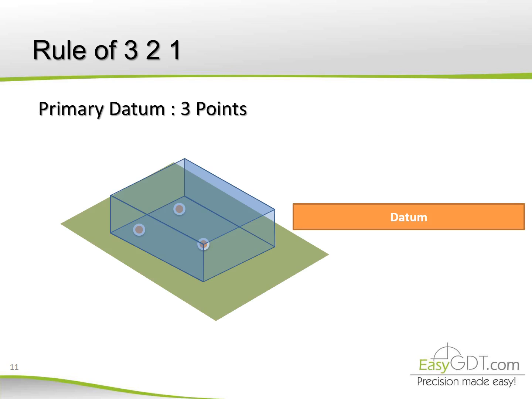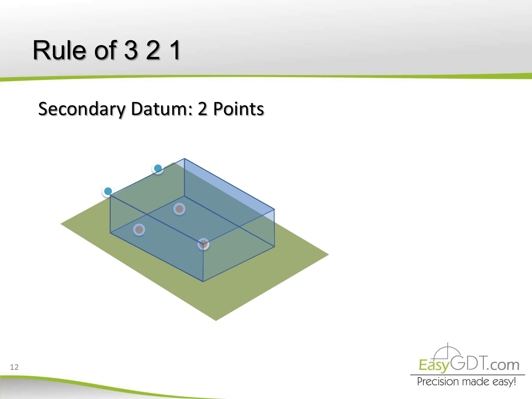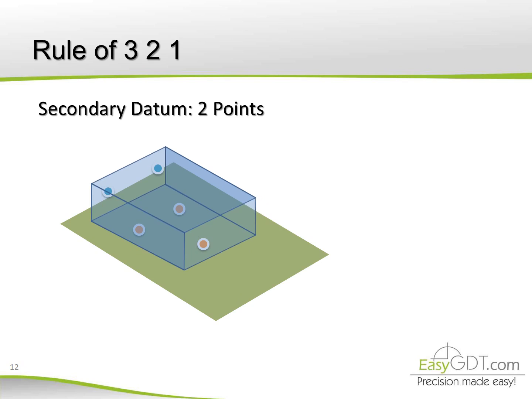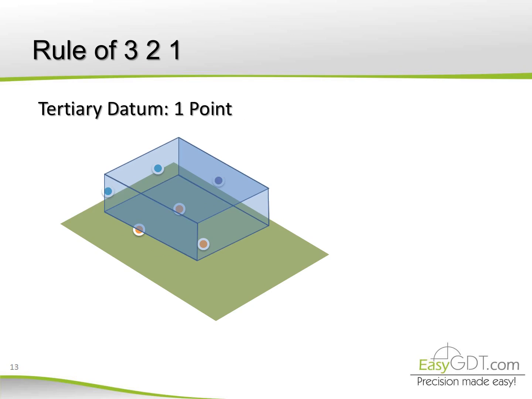When the part makes contact with the primary datum, given the imperfections of the surface, the highest points of the part are those that will contact the datum and must be at least 3. For the secondary datum, we'll need at least 2 points, since with only 1 point it would allow rotation of the part. And for the tertiary datum, we require just 1 point of contact to stop the translation. With this, we'll have a fully restrained part.